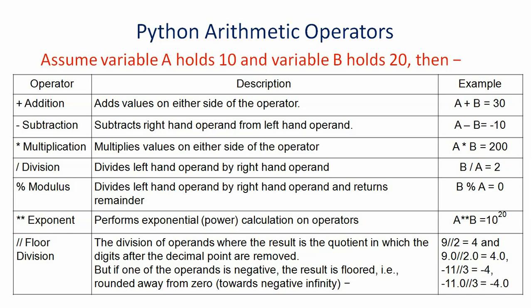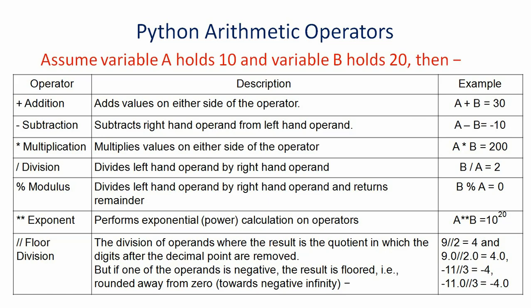Multiplication multiplies values on either side of the operator. a into b gives 200. Division divides the left hand operand by the right hand operand. b divided by a gives 2. Modulus divides the left hand operand by the right hand operand and returns the remainder. b mod a gives remainder 0.